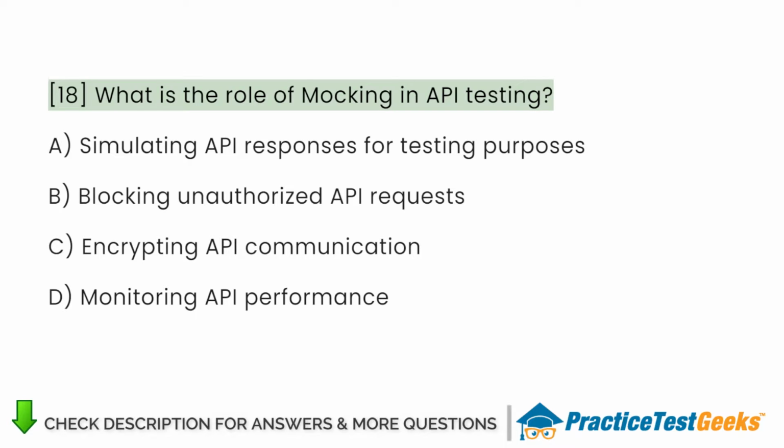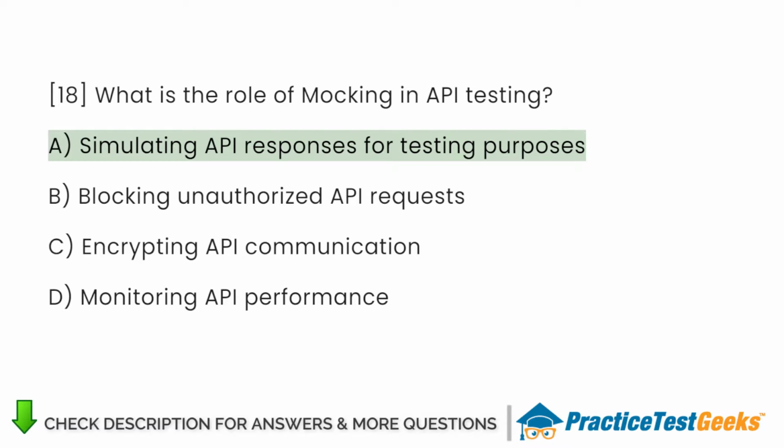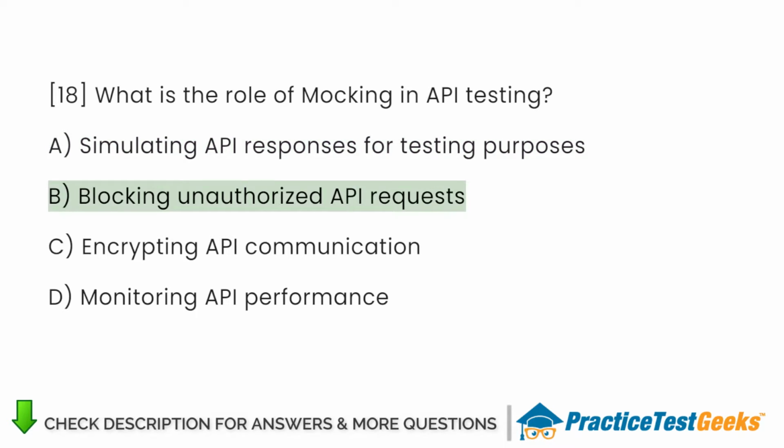What is the role of mocking in API testing? A. Simulating API responses for testing purposes. B. Blocking unauthorized API requests. C. Encrypting API communication. D. Monitoring API performance.